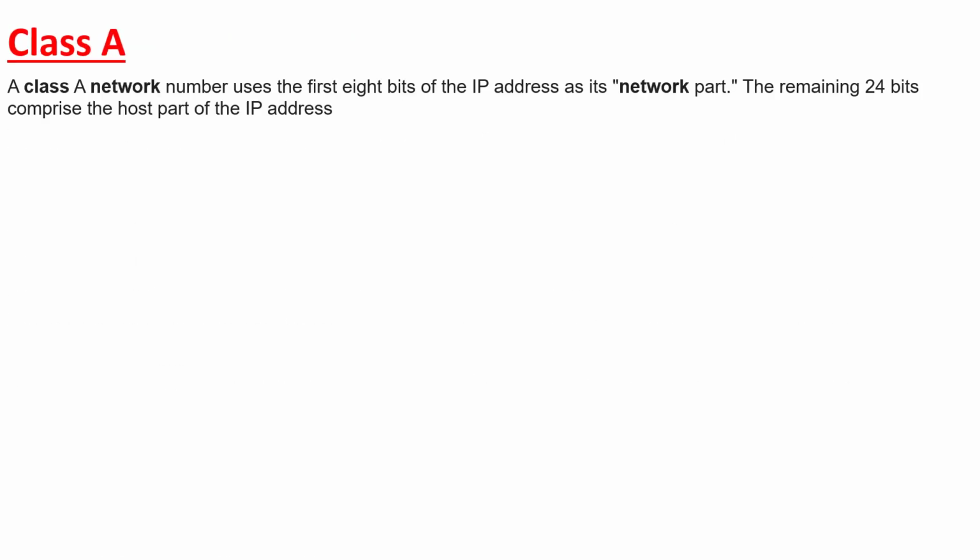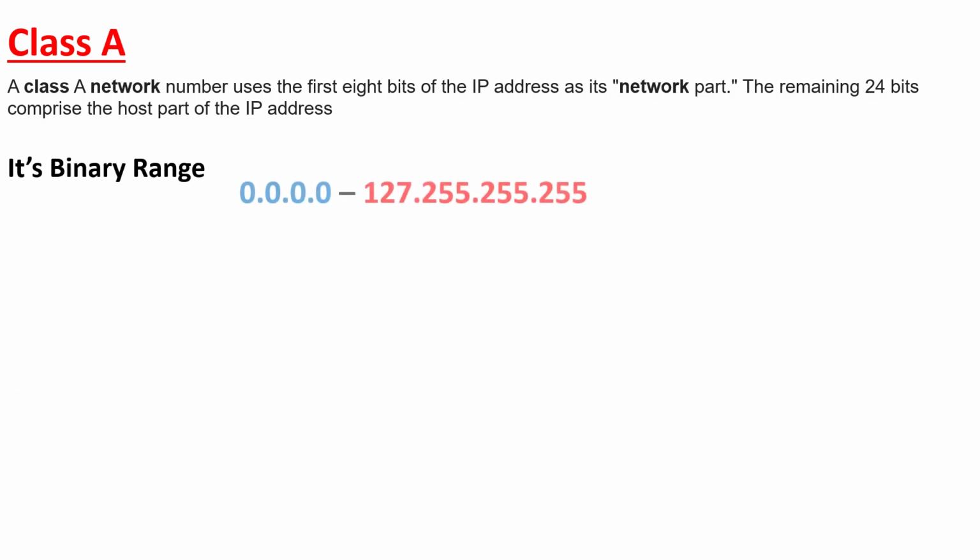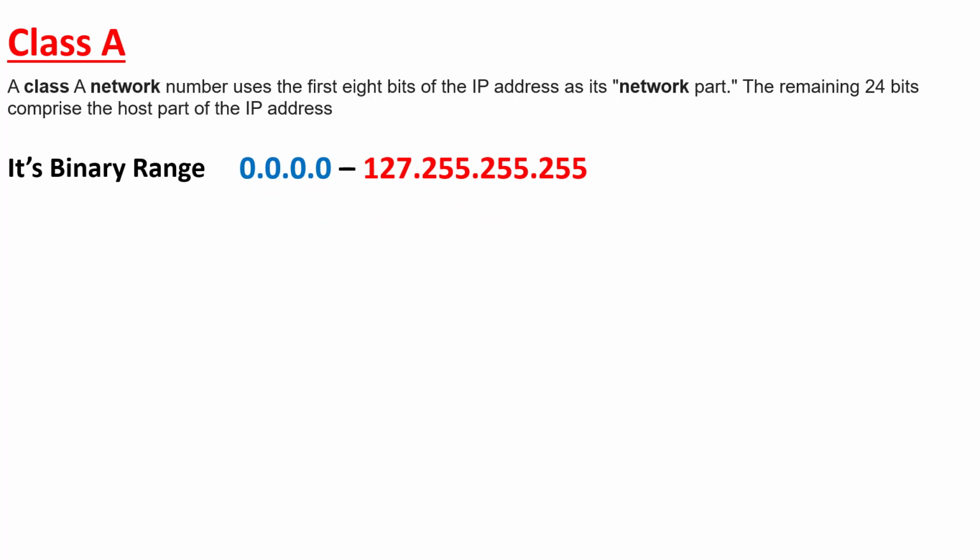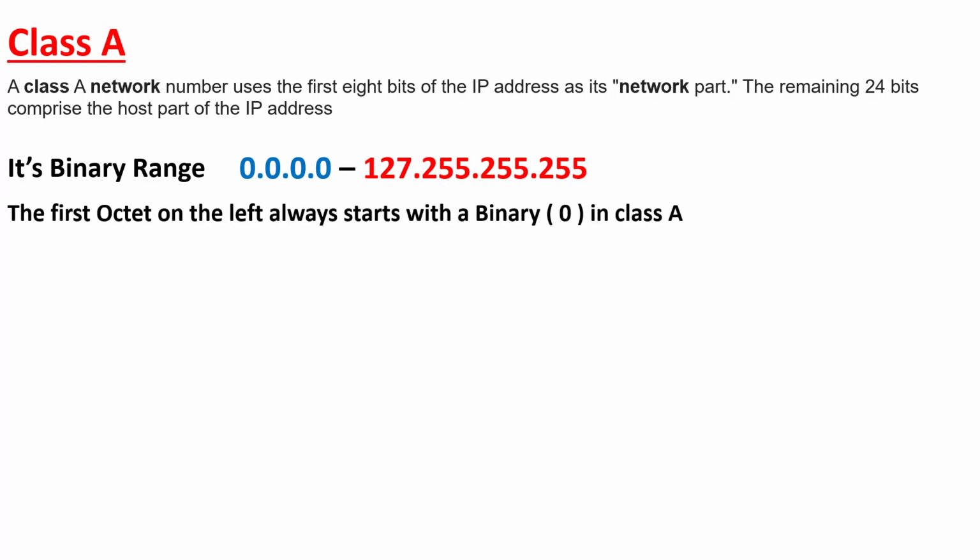Now we will start talking about Class A. A Class A network number uses the first 8 bits of the IP address as its network part. The remaining 24 bits comprise the host part of the IP address. Its binary range is from 0.0.0.0 to 127.255.255.255. Now, the first octet on the left always starts with a binary 0 in Class A.